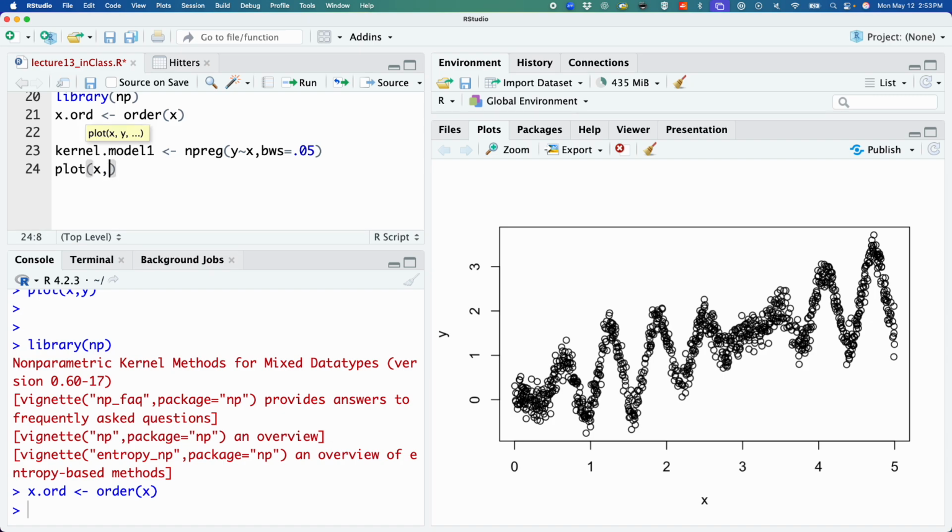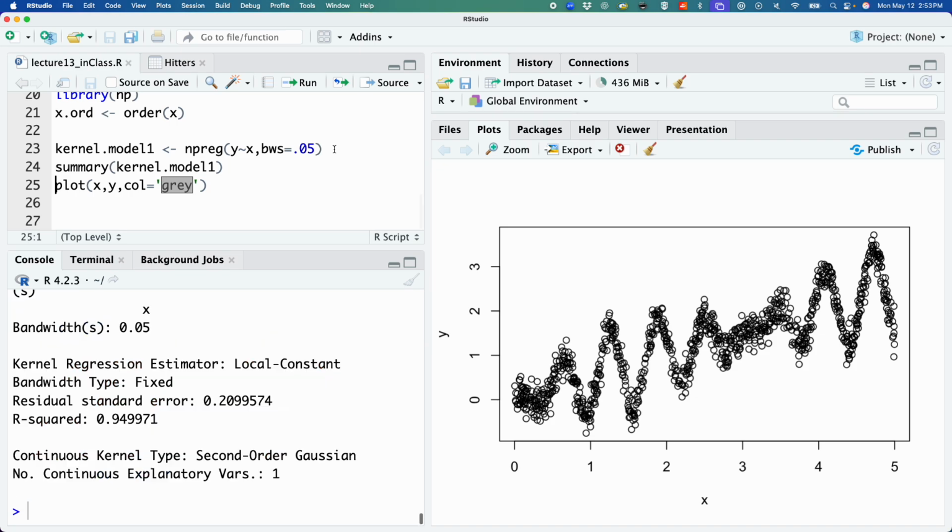So we're gonna do this, and actually I'm gonna do color equals gray. So kernel model 1, we use a function called mpreg, and we're going to do y regress on x as usual, and BWS is the size of the bandwidth. Okay, so I can run this.